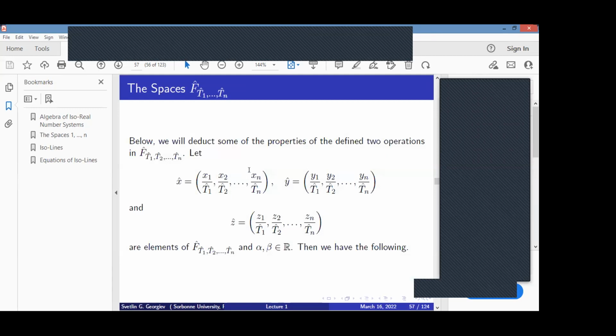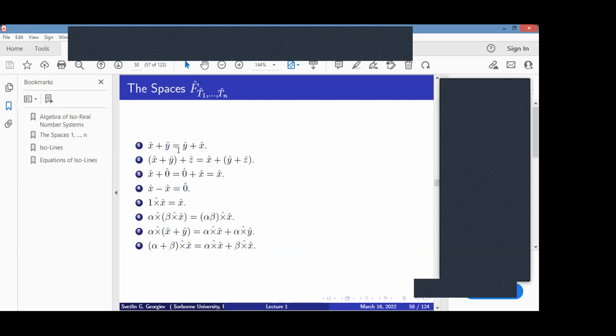Now we'll deduce some of the properties of the defined two operations in this set \hat F, \hat T1, \hat T2, ... \hat Tn. To show that the defined set satisfies all axioms for a field, we take three iso elements \hat X, \hat Y, and \hat Z, and two numbers alpha, beta. Then we have the commutativity for iso addition.